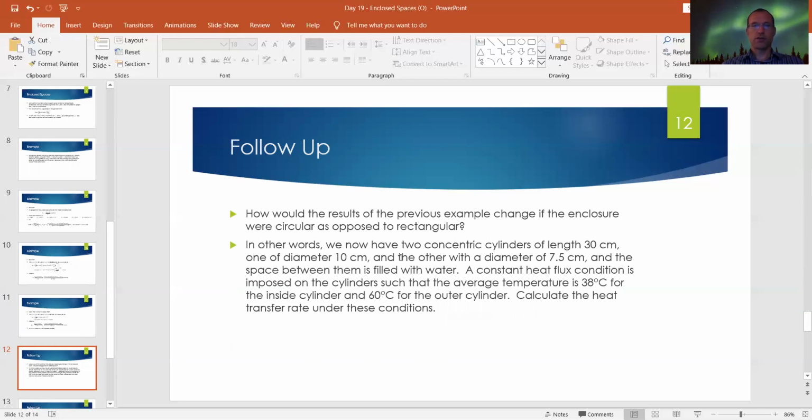So length of 30 centimeters, outer diameter 10 centimeters, inner diameter 7.5, space between them filled with water, same constant heat flux condition, same average temperature, 38 for the inside cylinder, 60 for the outside cylinder, and again want to calculate the heat transfer rate.